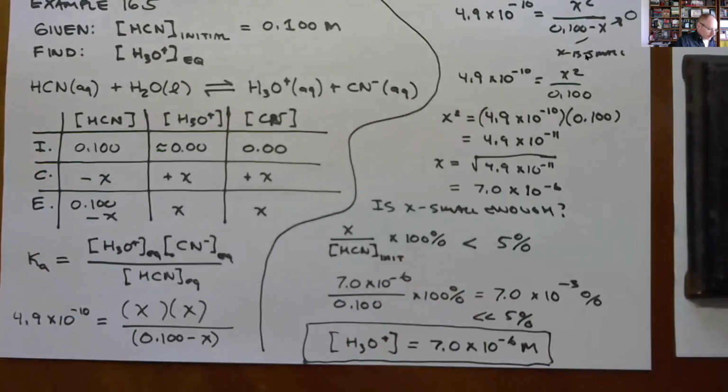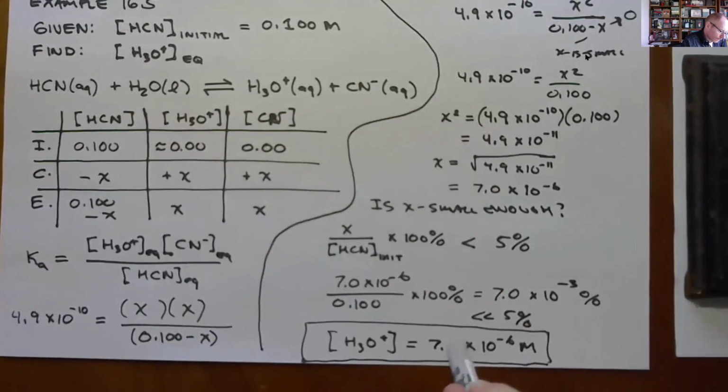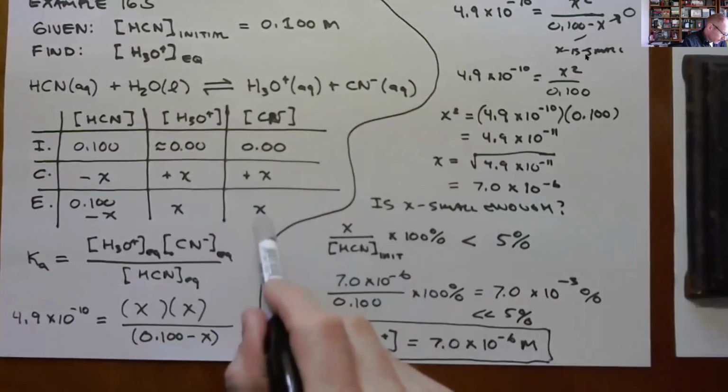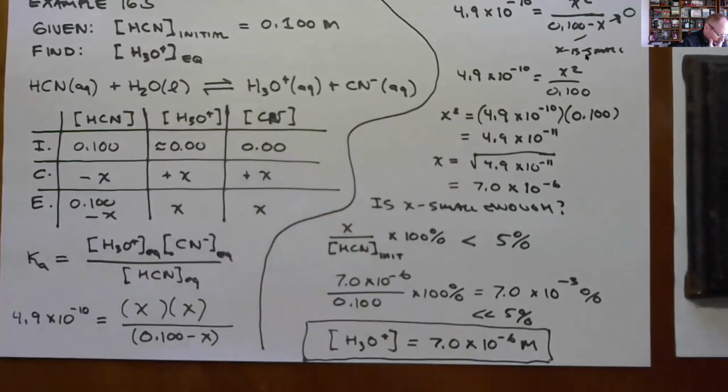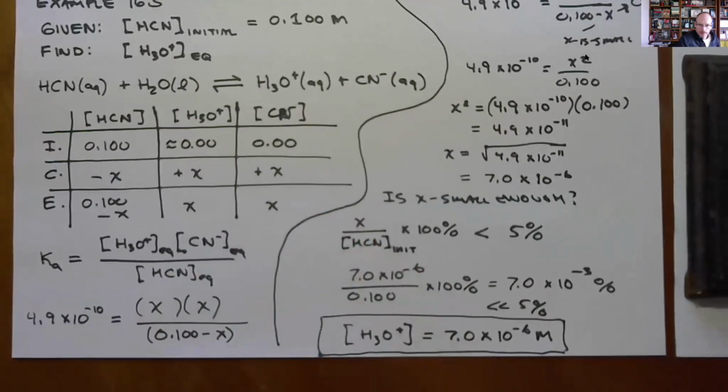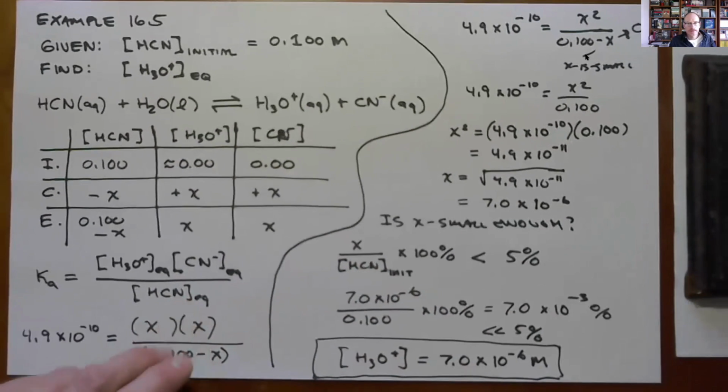As a formal check, we would plug these values back in and examine that the equilibrium constant that we get from 7.0 times 10 to the minus 6 molar for the hydronium and 7.0 times 10 to the minus 6 molar for the cyanide, and our equilibrium concentration of acid, that these are in fact consistent. In fact, they are. So I'm going to skip that step because I've run out of paper.